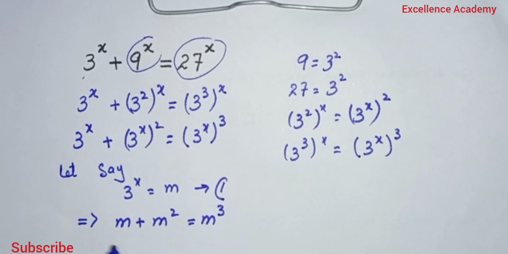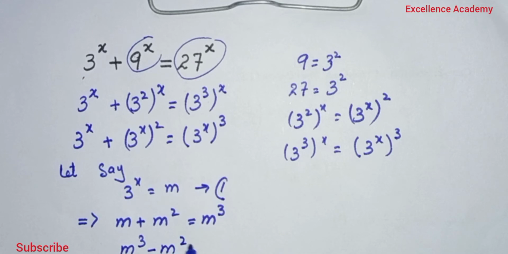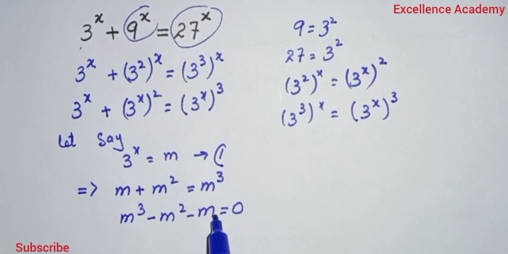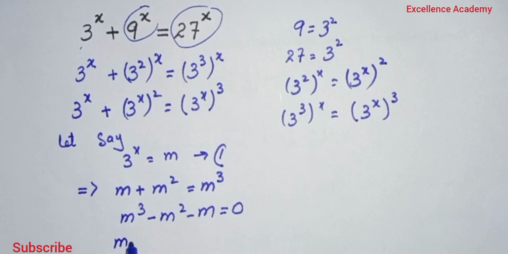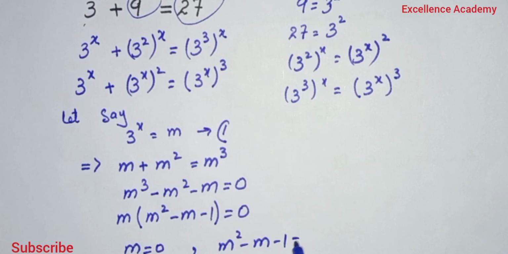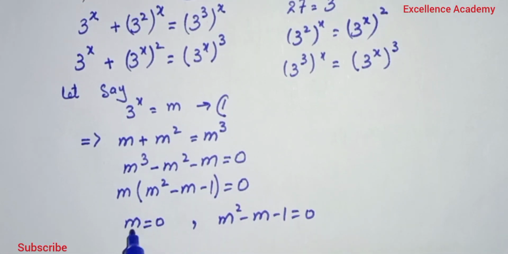Now arrange this equation and shift m + m^2 to the right hand side. Then m^3 - m^2 - m = 0. Now we take m as common. Then our equation will become m(m^2 - m - 1) = 0. Now from here we can write m = 0 and m^2 - m - 1 = 0. So m = 0.